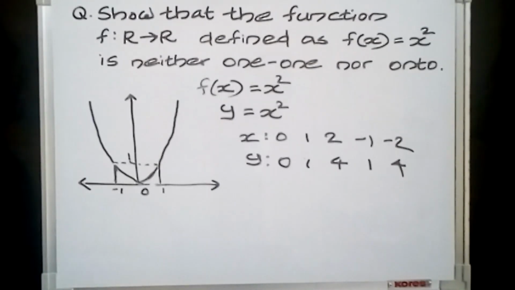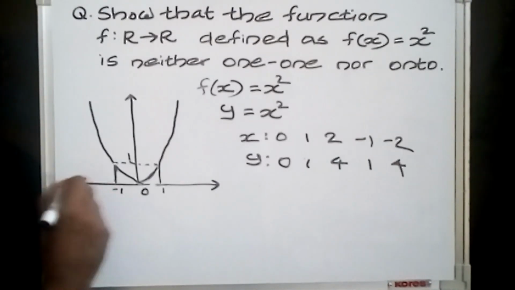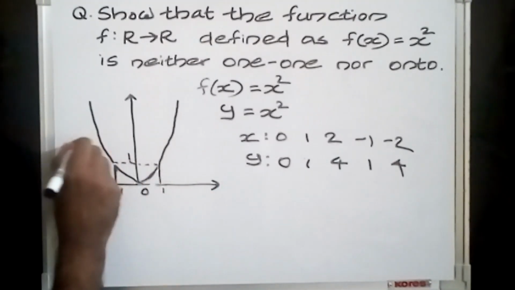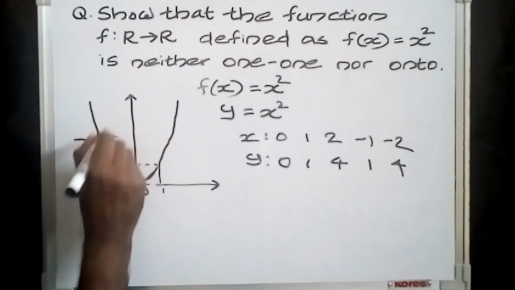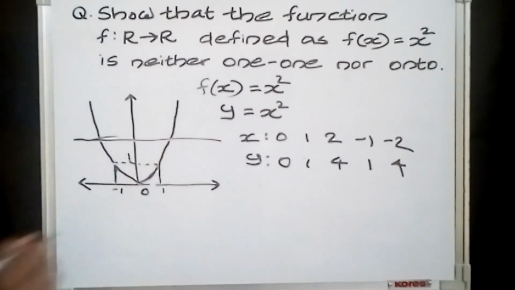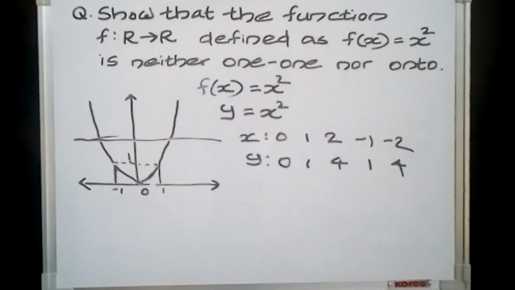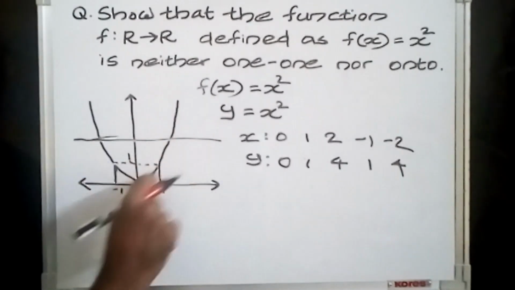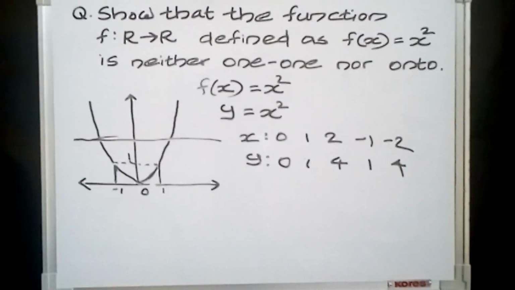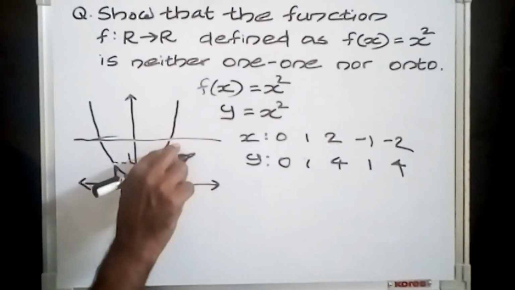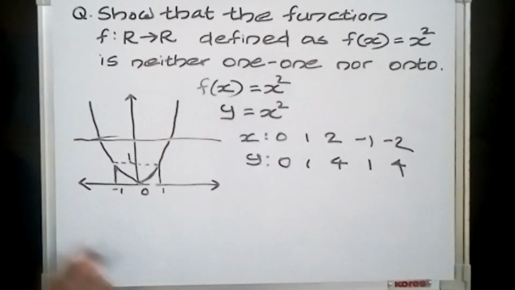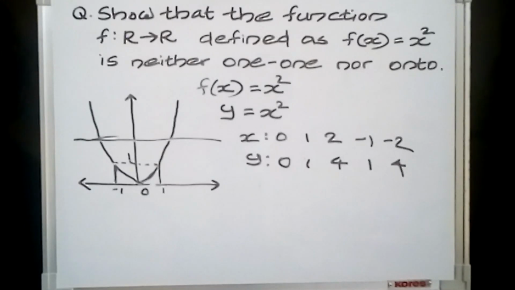There is a graphical test to check whether the given function is 1, 1 or not. It is that if we draw a line parallel to the x-axis, and if the line cuts the graph at more than 1 point, the function is not 1, 1.